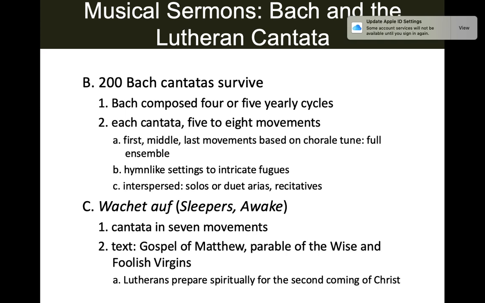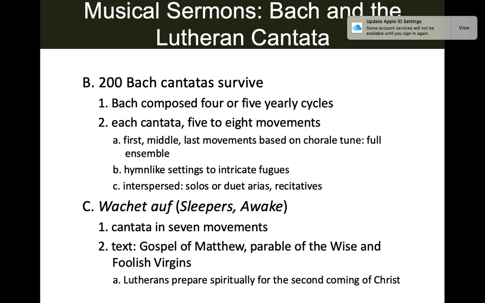200 of the Bach cantatas survive, and Bach composed 4 of 5 yearly cycles. Each cantata had 5 to 8 movements. The first, middle, and last movement were based on a chorale tune and a full ensemble. They were hymn-like settings to intricate fugues, and interspersed were solos and duet arias with recitatives.